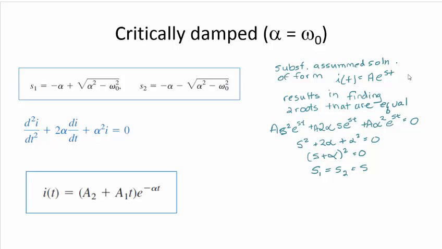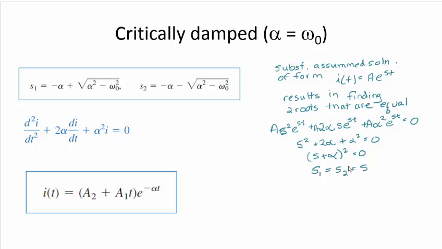And just to show you, we use the same process. We start by assuming a solution of the form A e to the st. You substitute it back into the differential equation, and here it is, me doing the math right there. But what you find out is that there are two roots, but they are both equal.